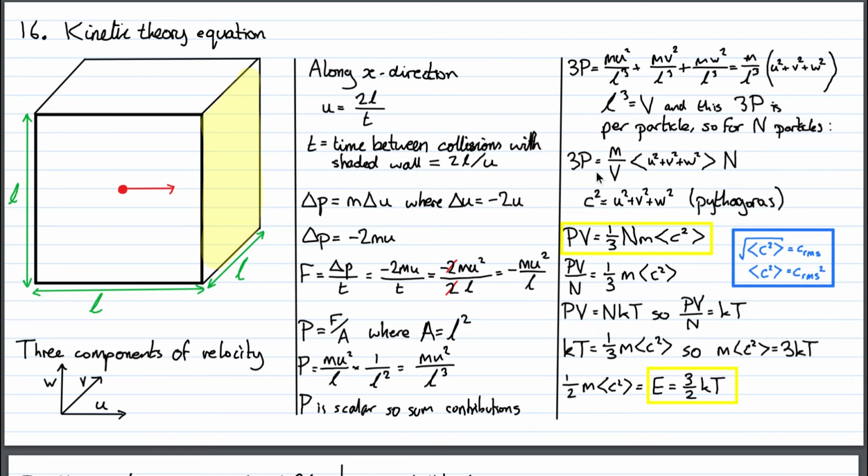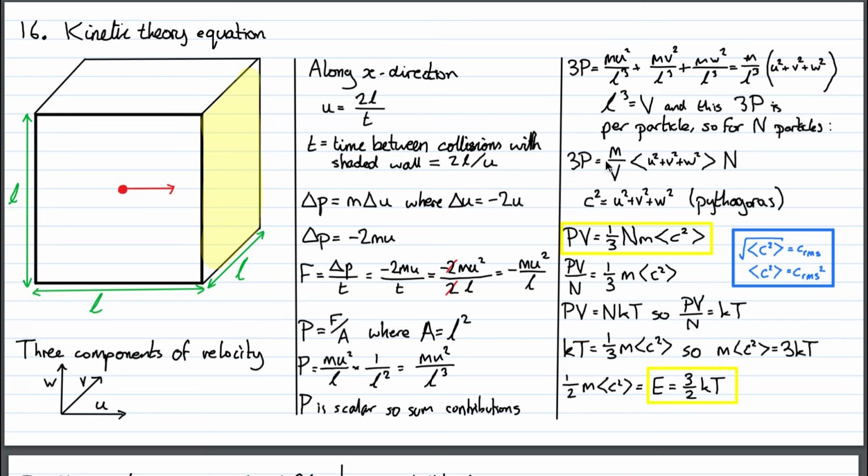So 3P equals, it's now going to be m divided by V, because it's m divided by L cubed. So m divided by V multiplied by this term here, which is an average for all these particles, multiplied by how many particles I've got. And then I can use Pythagoras on this, because I've got these three different directions, the x, y, and z direction, and I've got the sum of the squares of the velocities in those directions. Then the square of the velocity vector, not taking each component separately, is going to be c squared. So I end up with this expression here.